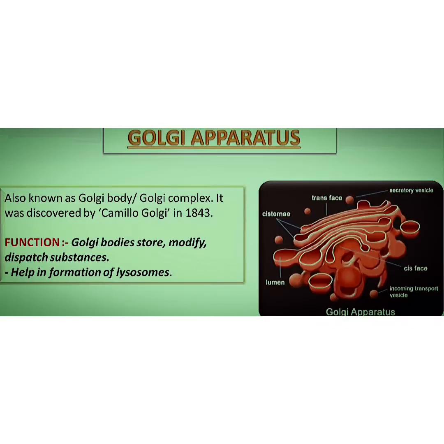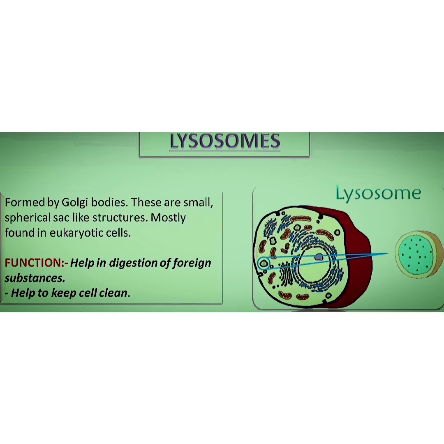Next is the Golgi apparatus. It is also known as the Golgi body or the Golgi complex. It was discovered by Camillo Golgi in 1843. The functions of Golgi bodies are that they store, modify, and dispatch substances, and they help in the formation of lysosomes. Lysosomes are formed by Golgi bodies. These are small, spherical, sac-like structures mostly found in eukaryotic cells. Their function is to help in the digestion of foreign substances. They help to clean the cell.